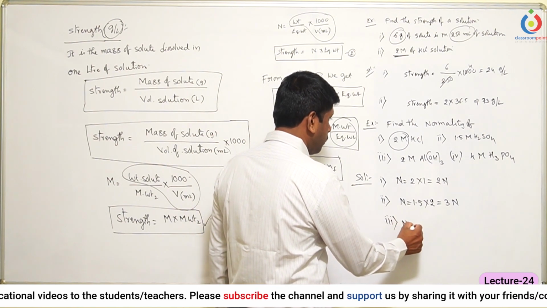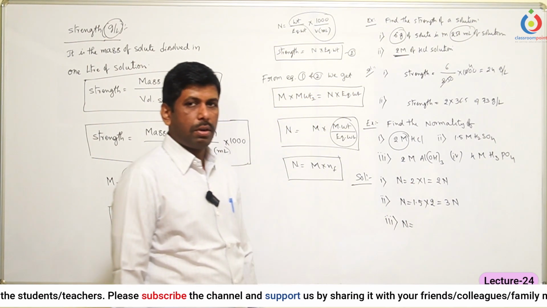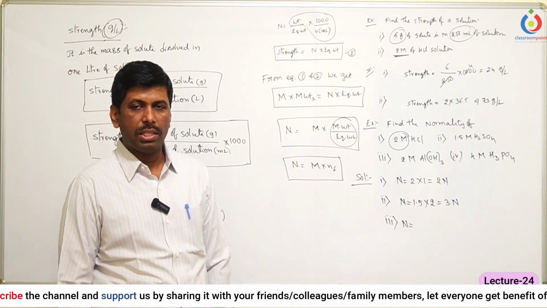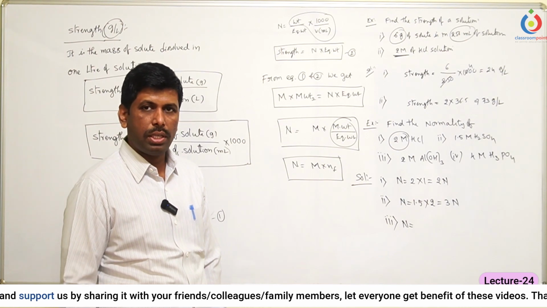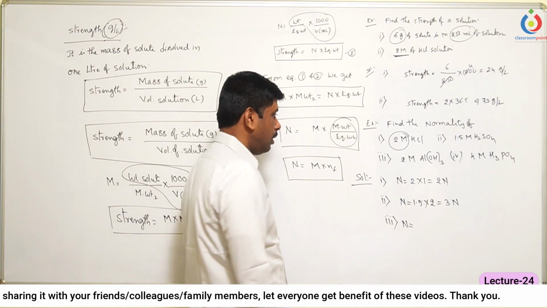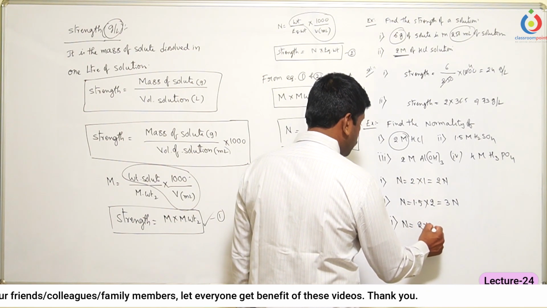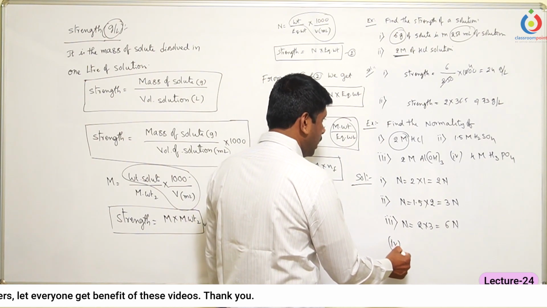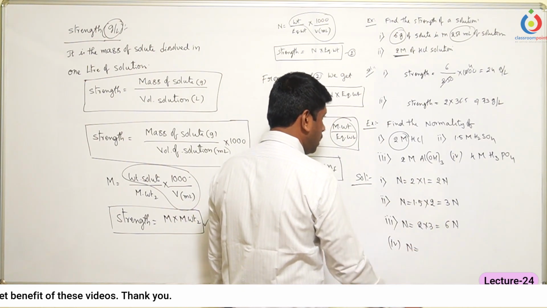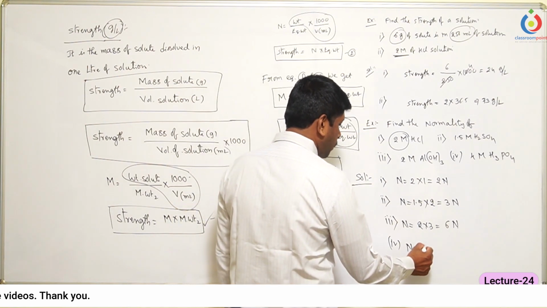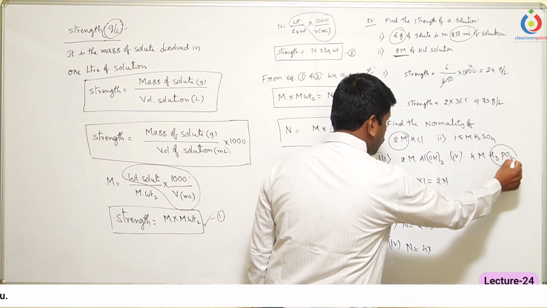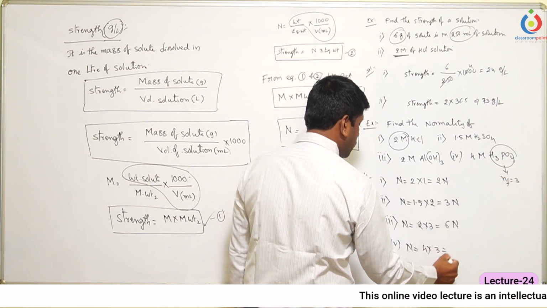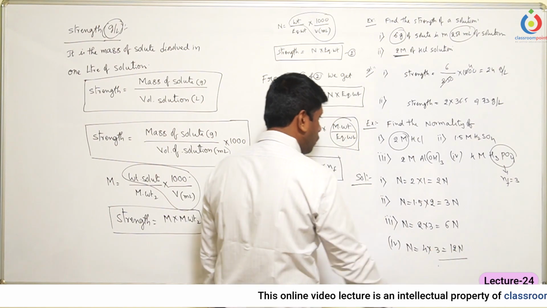Next, the normality of the 2 M aluminum hydroxide. Aluminum hydroxide can produce 3 OH minus ions, so its acidity is 3. That means the n factor is 3. Then 2 into 3 is equal to 6N aluminum hydroxide solution. Let's see the next one, the normality of H3PO4. Here molarity is given as 4, and since the basicity of H3PO4 is 3, we write 3, so it is a 12N solution.